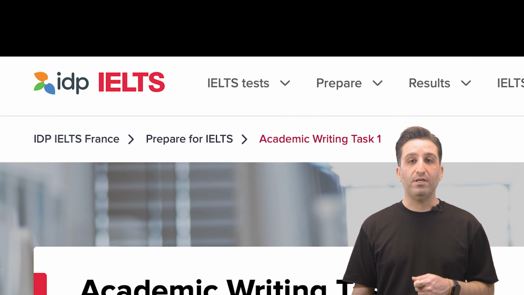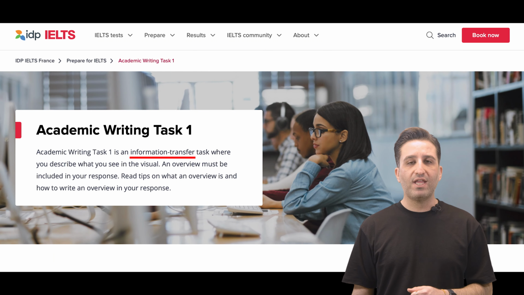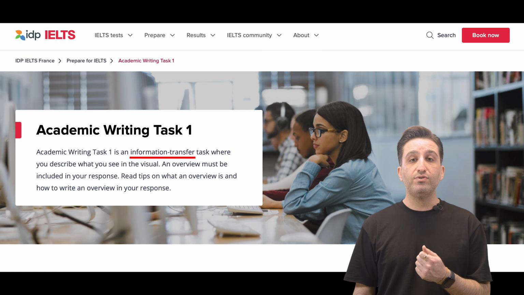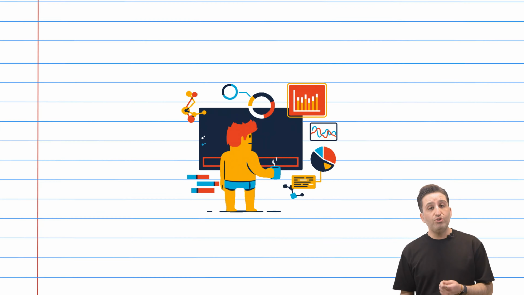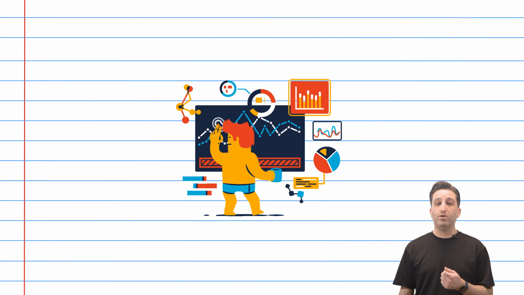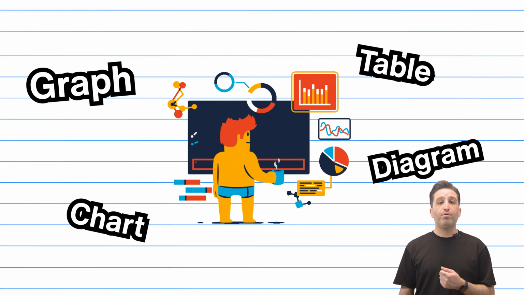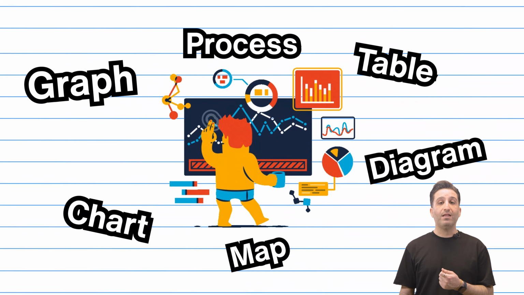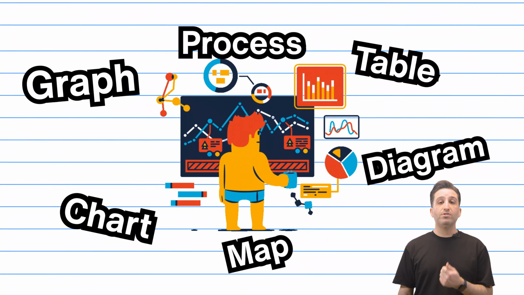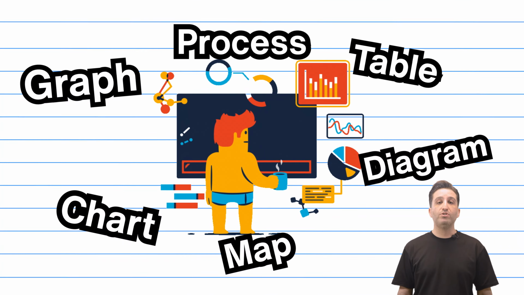Based on IDP, Academic Writing Task 1 is an information transfer task where you describe what you see in the visual. The visual representation of the information includes a graph, table, chart, diagram, process, or map. And you will be asked to summarize, describe, or explain the information you see.